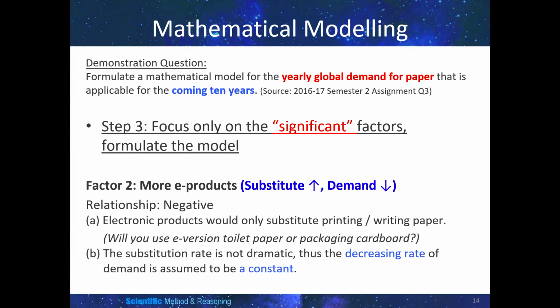We can then move on to factor 2, which is about the substitute for paper. The more the E products, the higher the substitute rate and the less the demand. So one goes up and the other goes down, meaning that the relationship is negative. Here, electronic products would only substitute printing or writing paper. It makes sense, right? Because you will not have E version of toilet paper or packaging cardboard. So make sure that you pay attention to this. And the substitution rate is not dramatic. Thus, the decreasing rate of demand is assumed to be a constant.